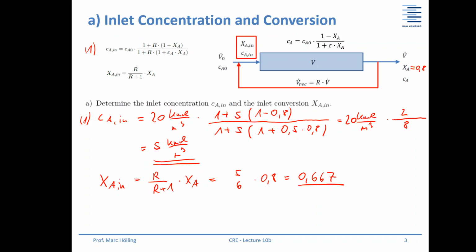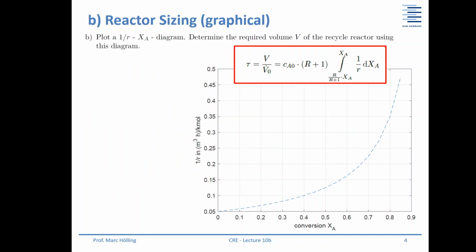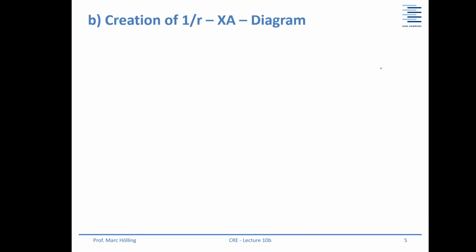So for part B, somehow this was more difficult, but we will have a look. Okay, B was plot the 1 over R, the XA diagram, determine the required volume of the Recycle-Reactor using this diagram. And then I put here the formula that you can use for this task. But let me start with a small repetition of how to get this graph here. So this was creation of the 1 over R XA diagram.